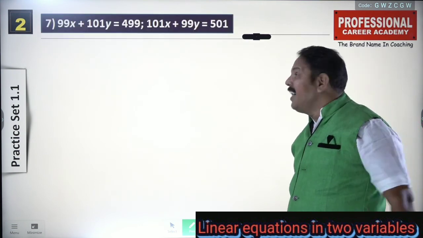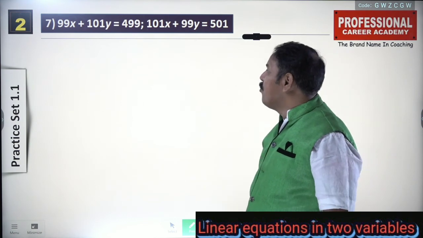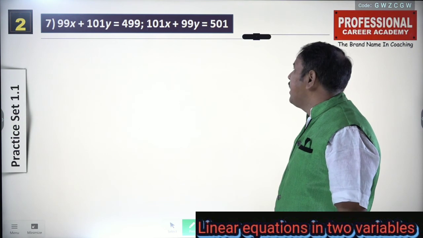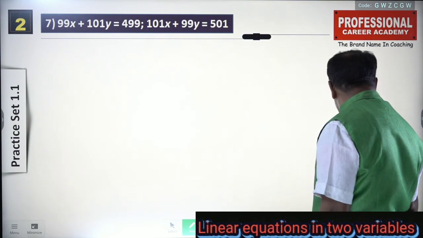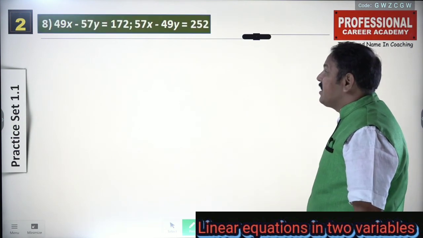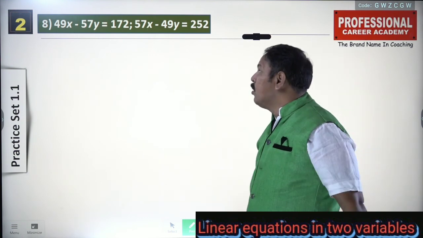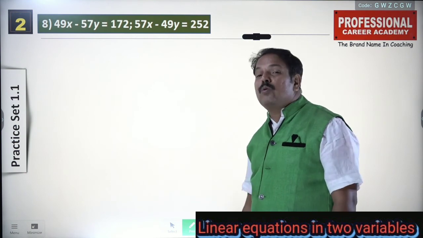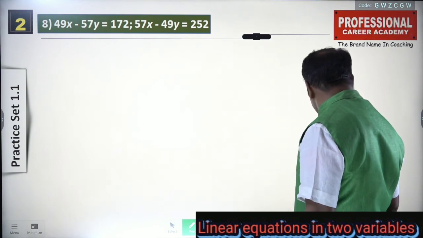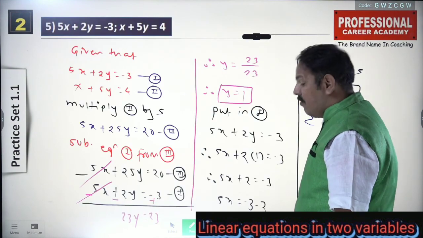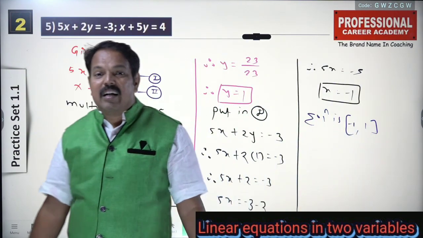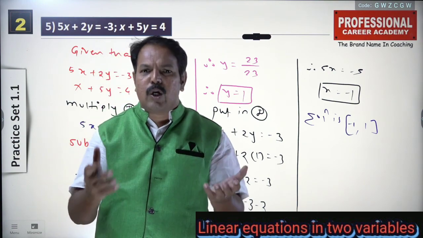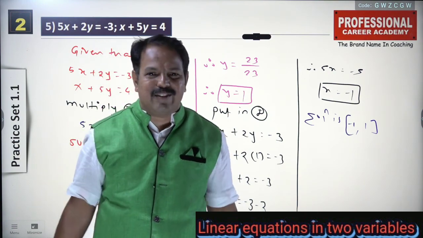Seventh one, 99x plus 101y is equal to 499. Next, 101x plus 99y is equal to 501. Then next, 49x minus 57y is equal to 172, and 57x minus 49y is equal to 252. These three are for your homework. Try to solve these three. If you are unable to solve, no doubt I will solve it, but this is for your practice.